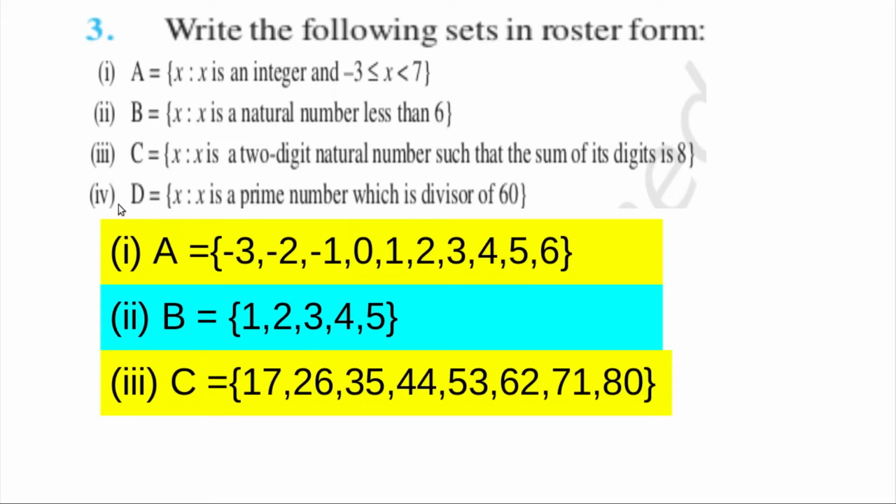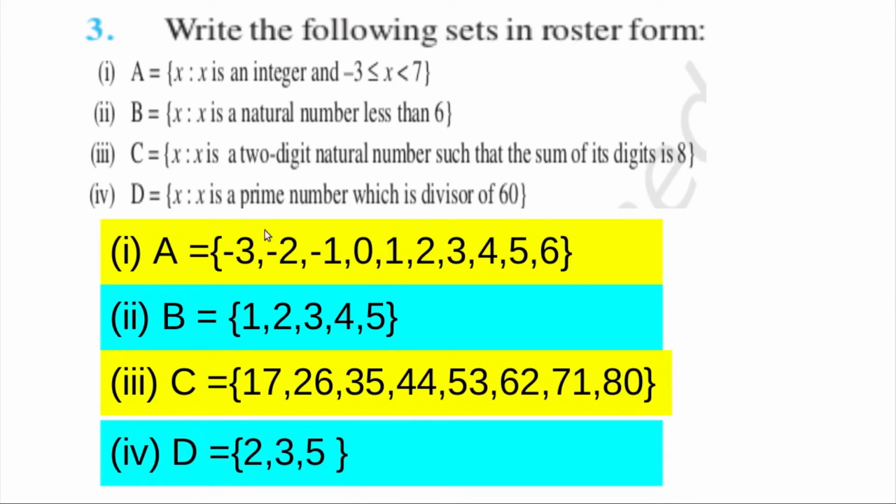Now, here is another question. D equal to the set of all x such that x is a prime number which is a divisor of 60. That is, we have to take the factors of 60 and write them, but there is a condition: it should be a prime number. We can take the first prime number, 2. 2 is a divisor of 60. Therefore we can take 2 as the element. Now the next prime number is 3. We know that 3 into 20 is equal to 60. Therefore 3 is the next term.